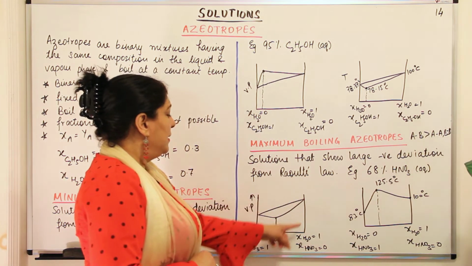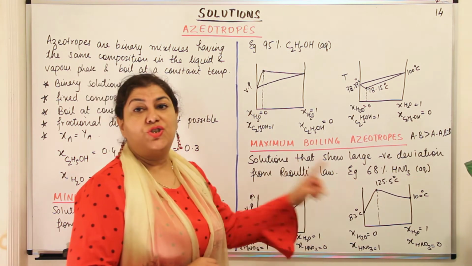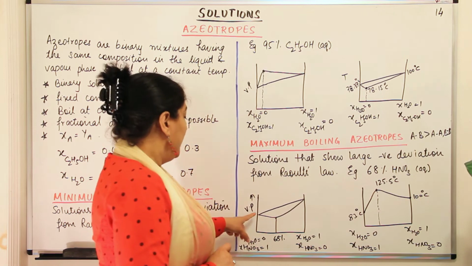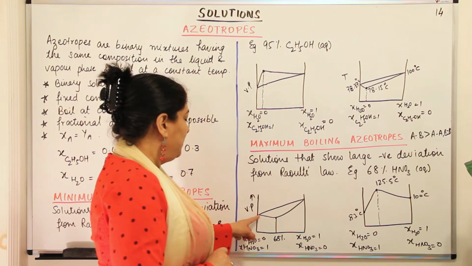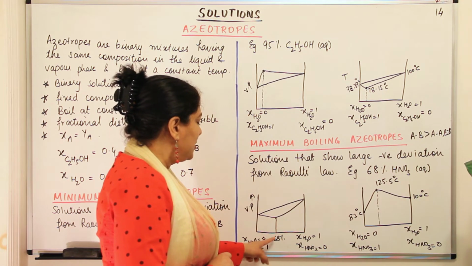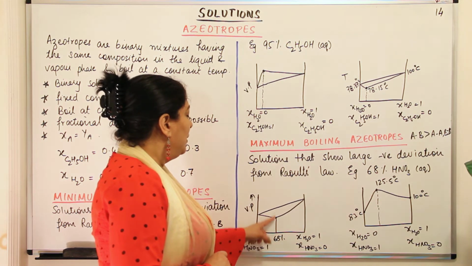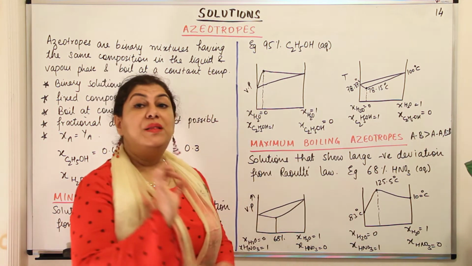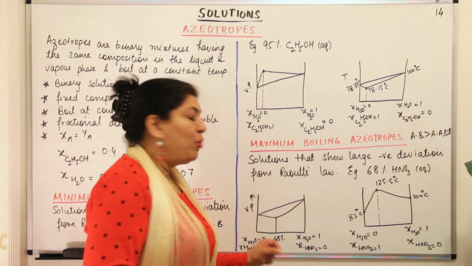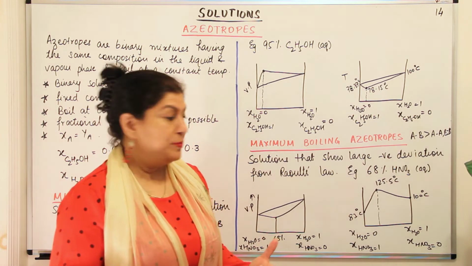So this is a curve of where negative deviation is shown from Raoult's law. This was the P total that was expected, but we find that at 68% nitric acid, the vapor pressure turns out to be the minimum. And at this point, it starts behaving as an azeotrope.